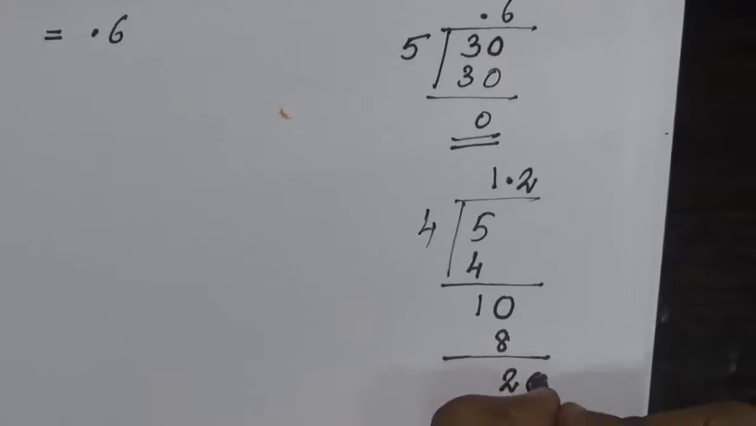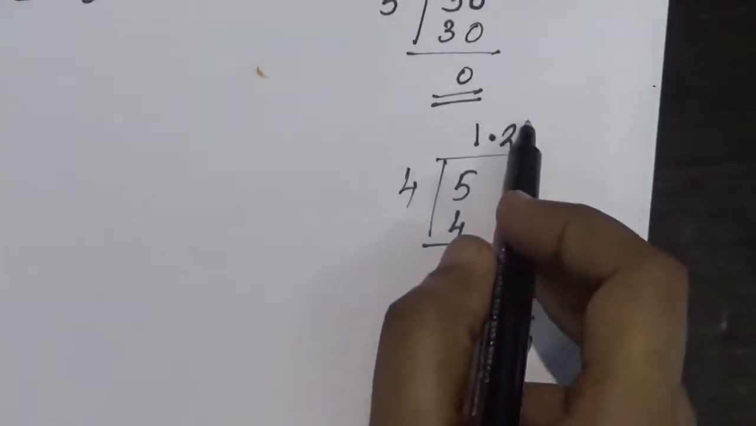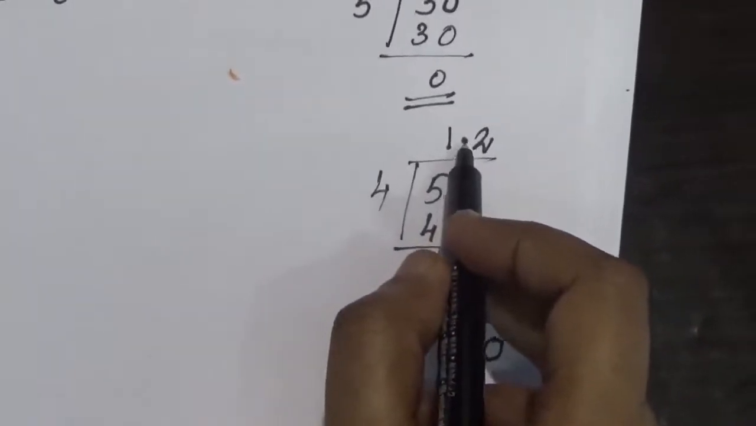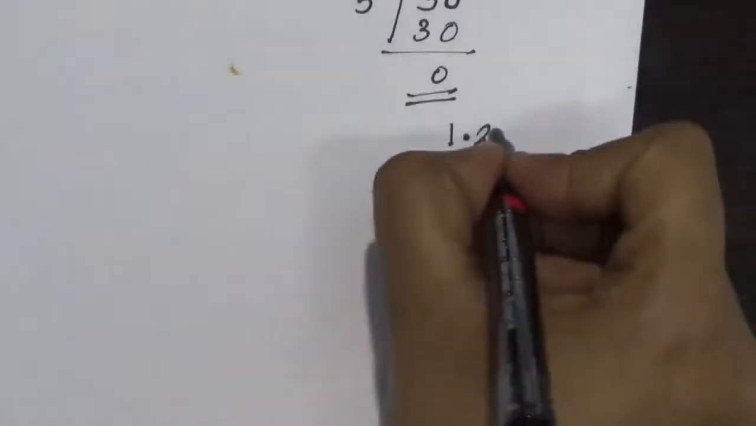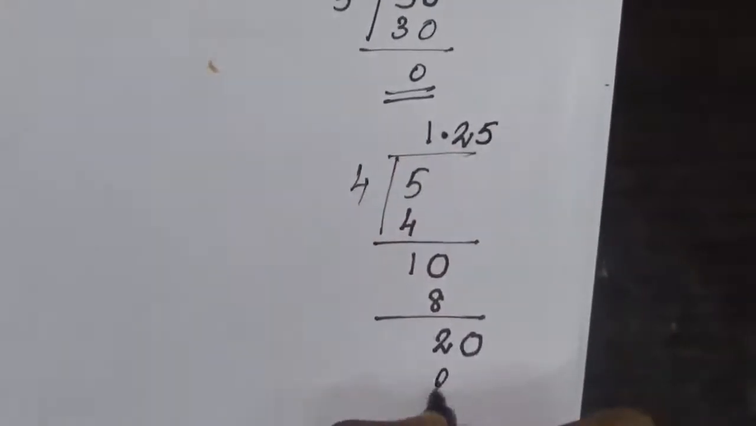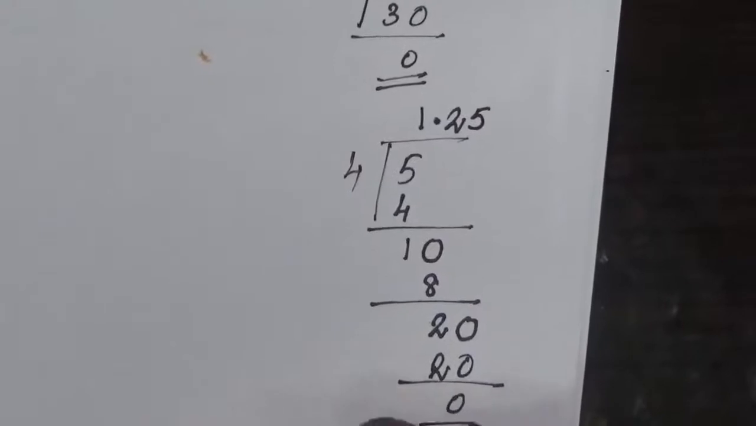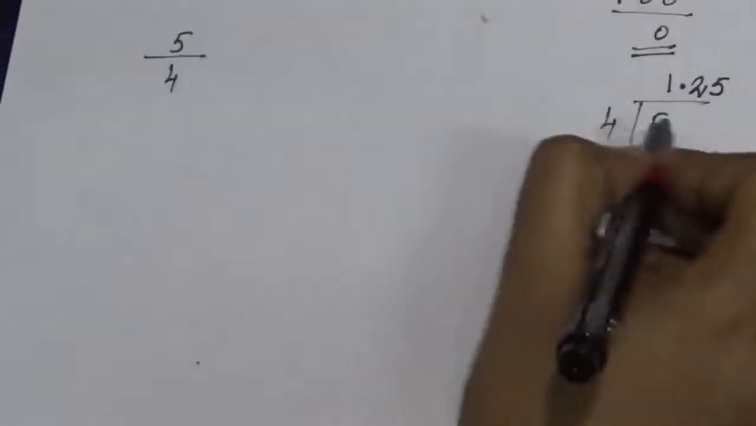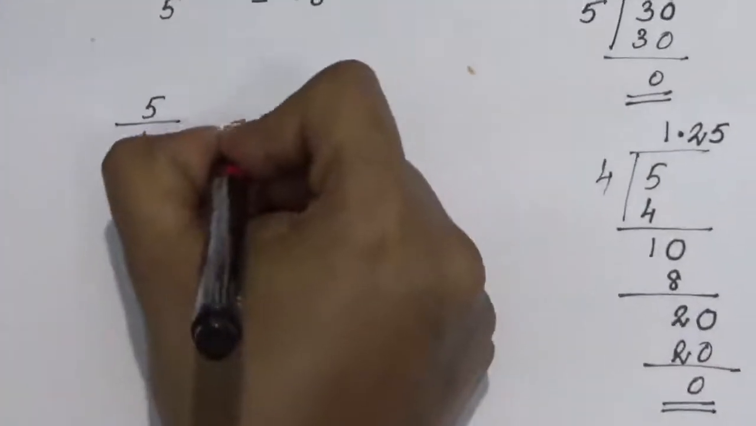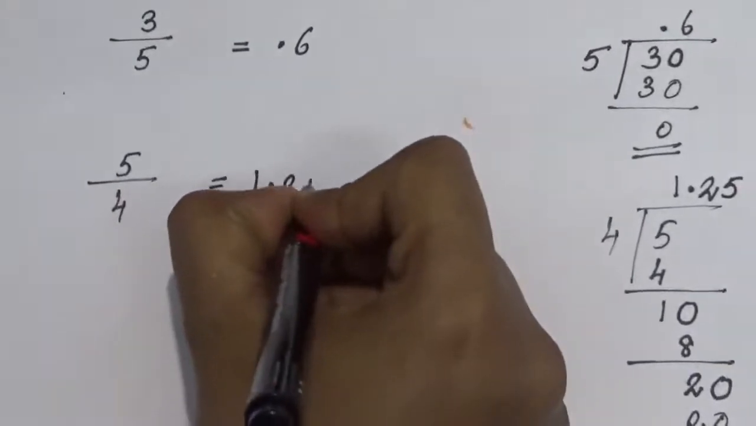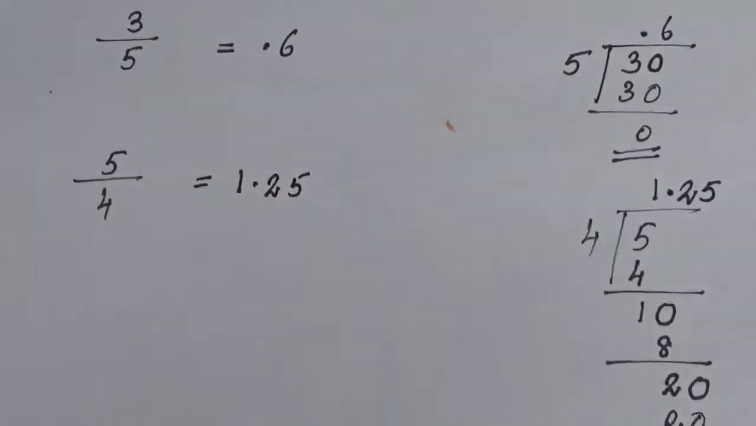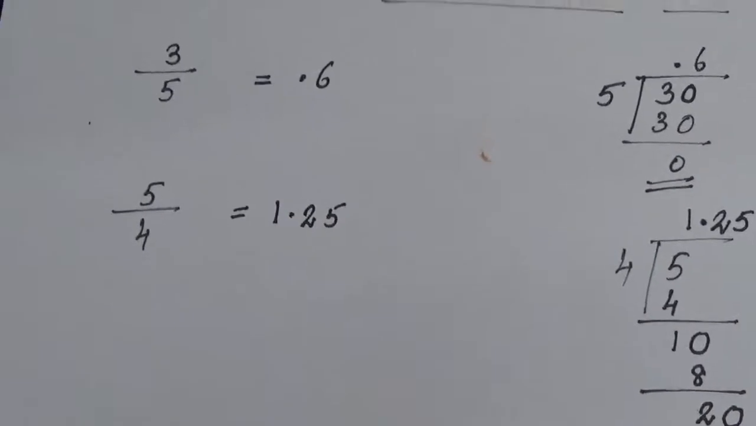Now you don't need to put 0 here in the quotient because we have already put the point here. Now it is 20. So 5 4s are 20. Yes, we got a remainder 0, so we can stop here. So we got the decimal form of this fraction. It is 1.25. So this is the method to convert a fraction into a decimal.